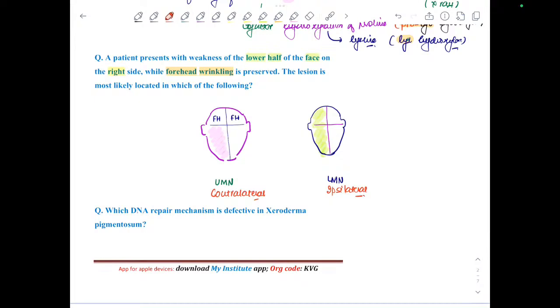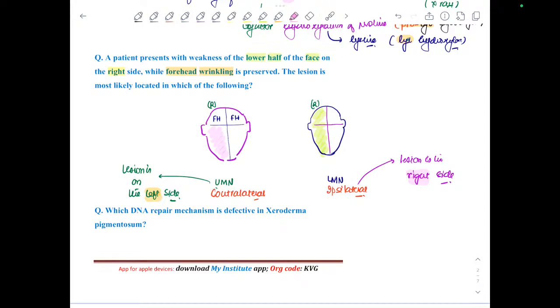Now, what I mean by the words contralateral and ipsilateral: suppose the problem is on the right side of the patient. It means in an upper motor neuron lesion, the lesion is on the left side, and the manifestations are seen on the right side. But in case of a lower motor neuron lesion, the lesion is on the same side, that is the right side. So this is what you need to remember: upper motor neuron, other side lesion, and lower motor neuron, same side lesion.